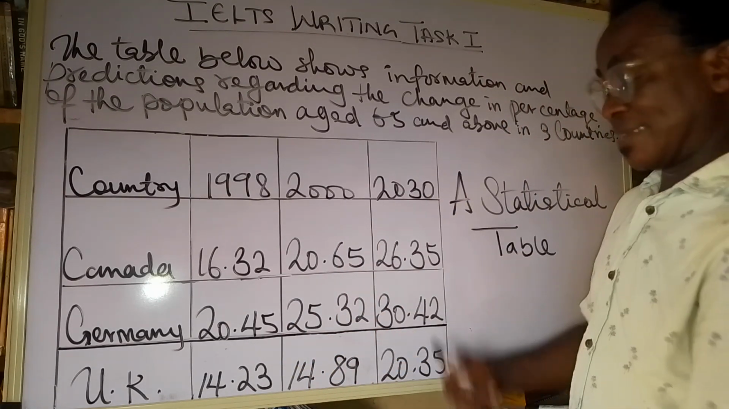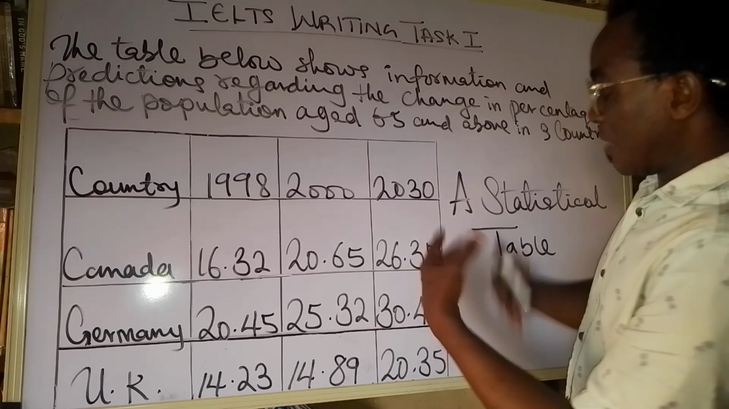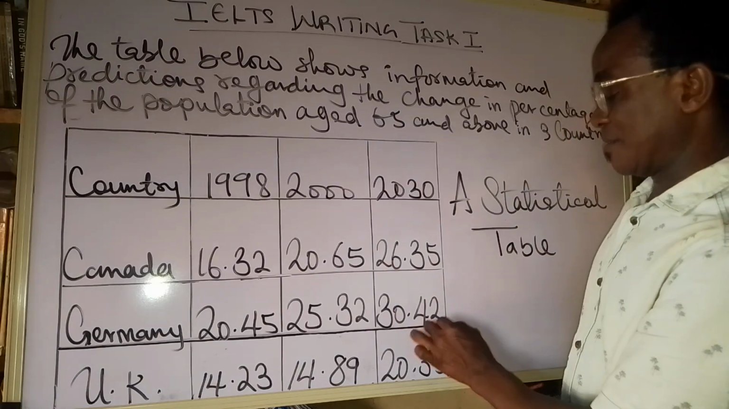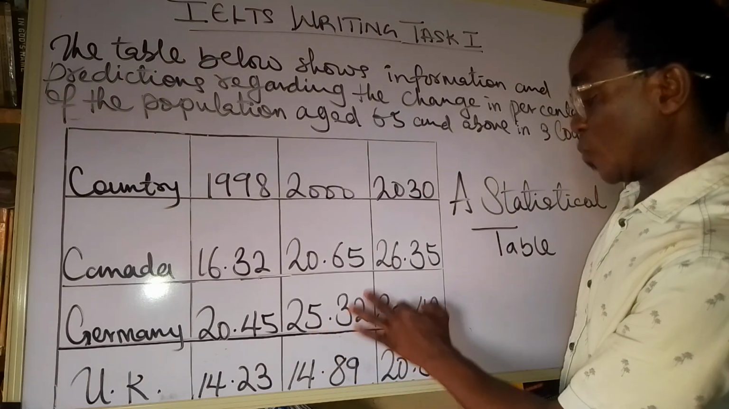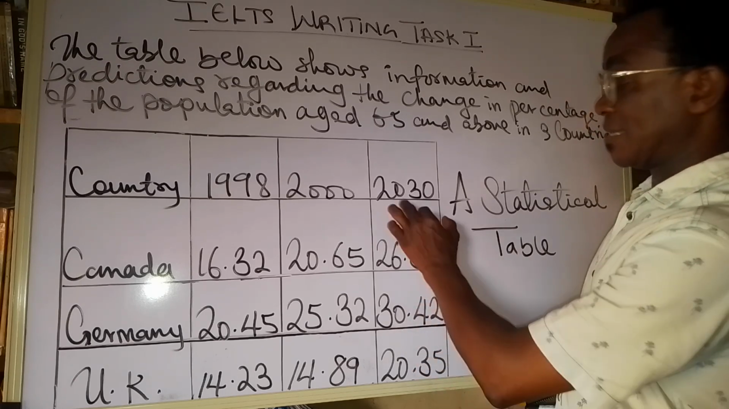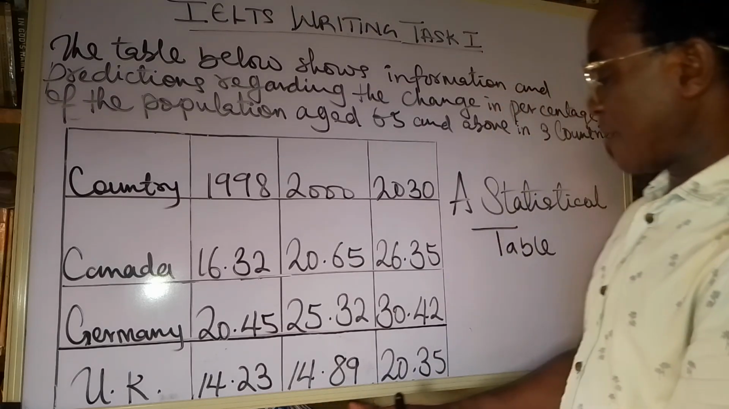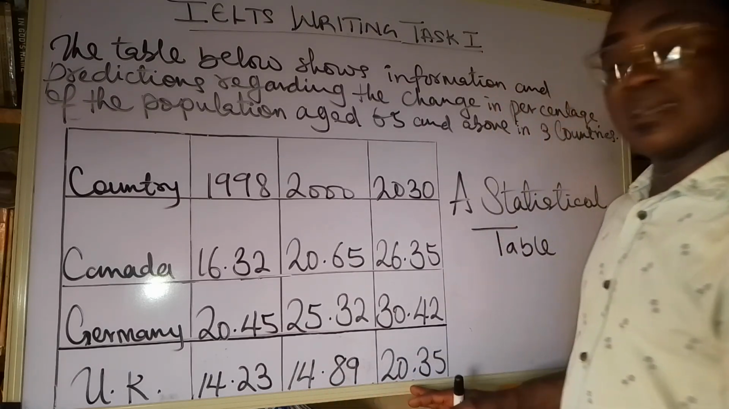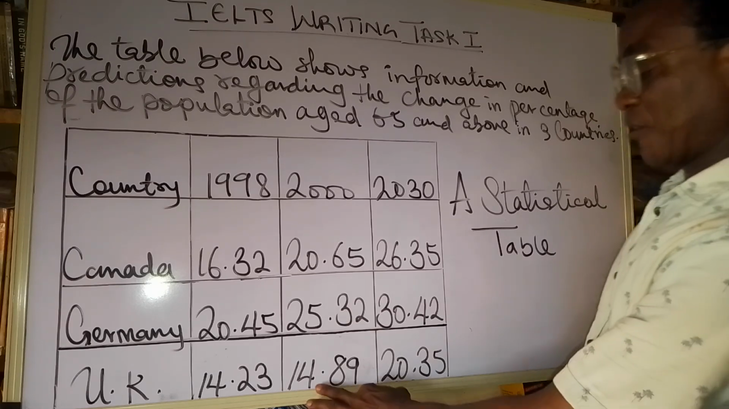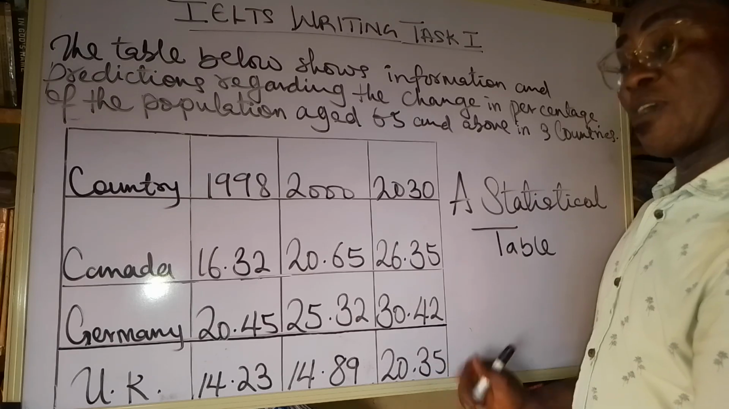And then it's estimated that there will still be an approximately 5.5% increase from 25.32% in 2000 to 30.42% in 2030. The same 5.5% can be seen in the case of the UK, from 14.89% in the year 2000 to 20.35%.